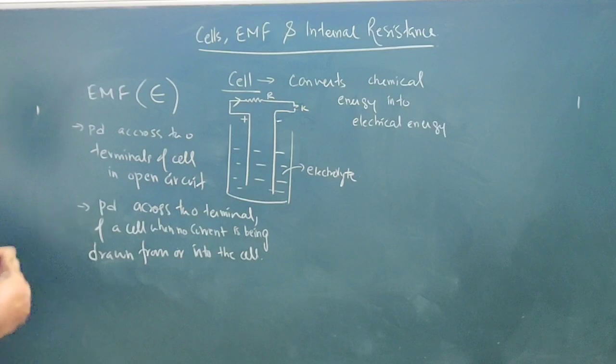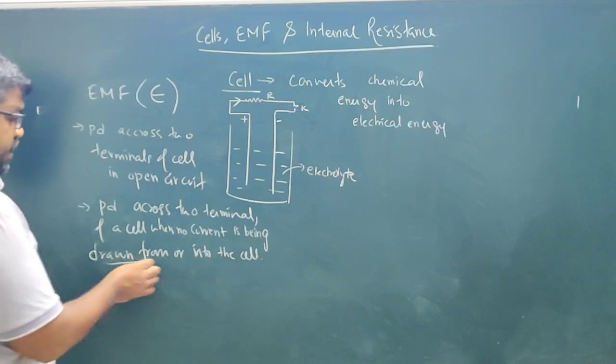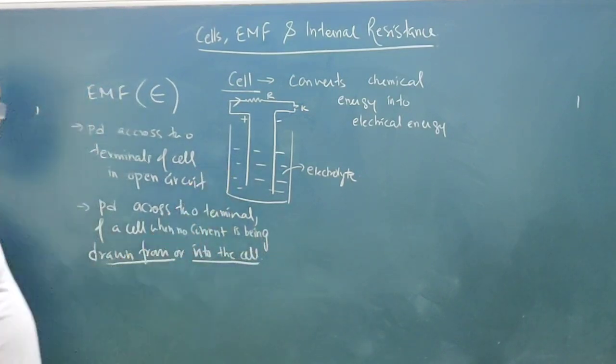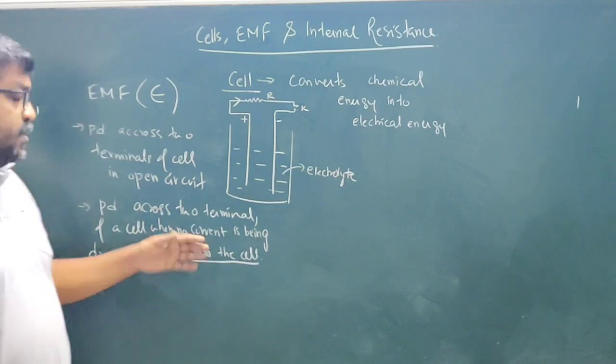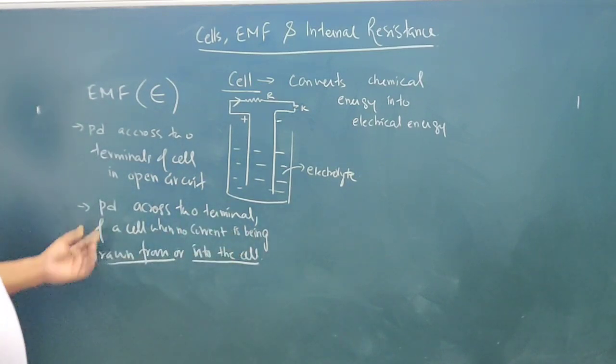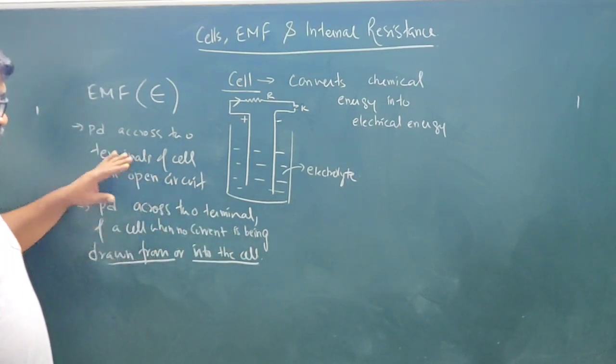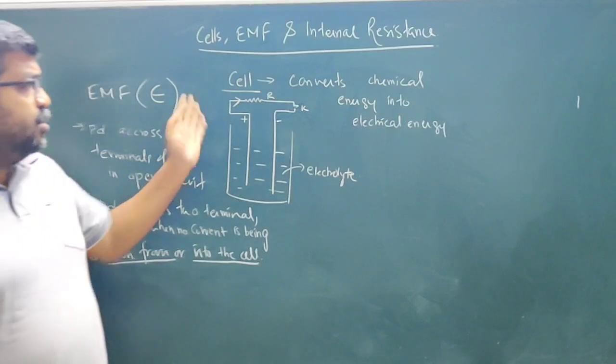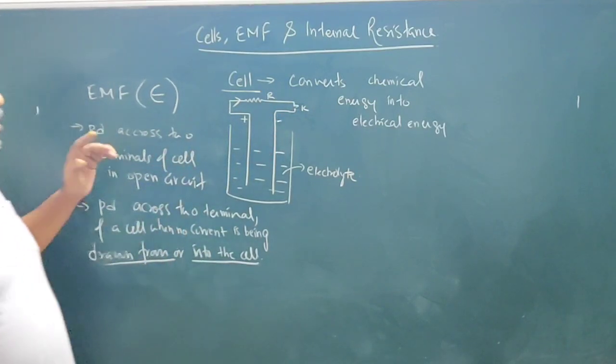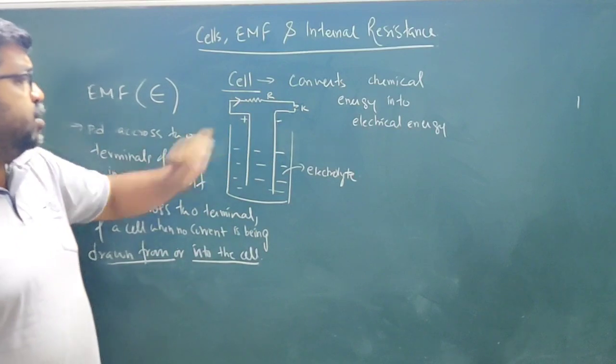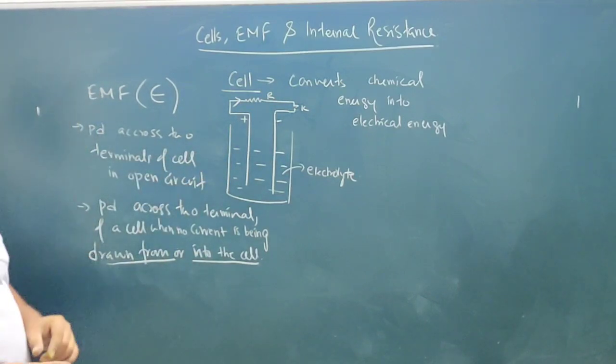Now there is a meaning to this term, drawn from the cell or into the cell. We will learn about this term later on. But both the things imply that the circuit is open, no current is flowing. So that potential difference between the two electrodes is called EMF.